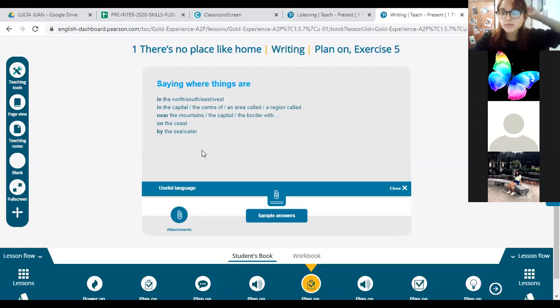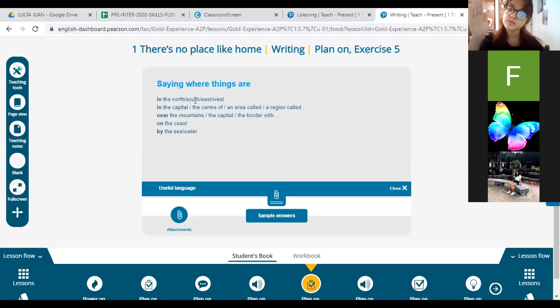¿Se puede ver la pantalla? Yes. So things are in the north, in the south, in the east, or in the west. What is in the north? Norte. En el norte. Good. In the south? En el sur. East? Este. West? Oeste. Good. Then we have in the capital, in the center of, in an area called, or in a region called.